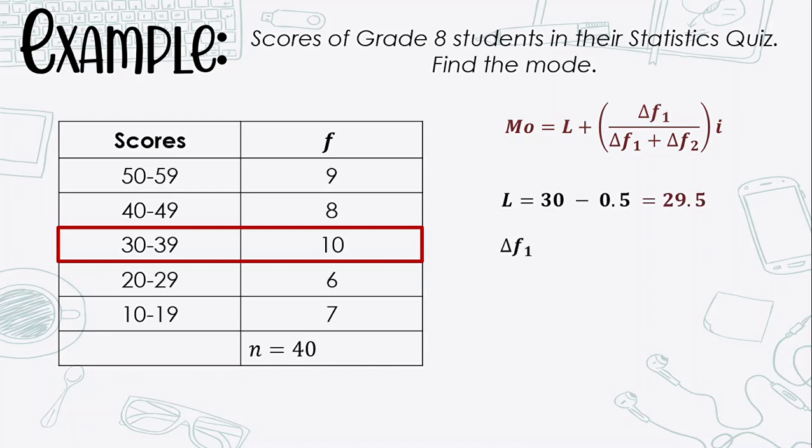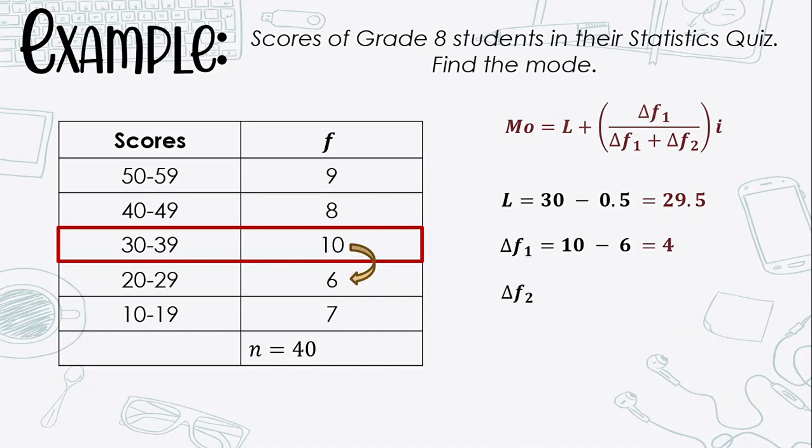Next, we have to find Δf1. From the formula, Δf1 is the difference between the frequency of the modal class and the frequency before it. As you can see, the frequency of the modal class is 10. What is the frequency before it? The frequency before it is 6. Therefore, Δf1 is equal to 10 minus 6, or it is equal to 4.